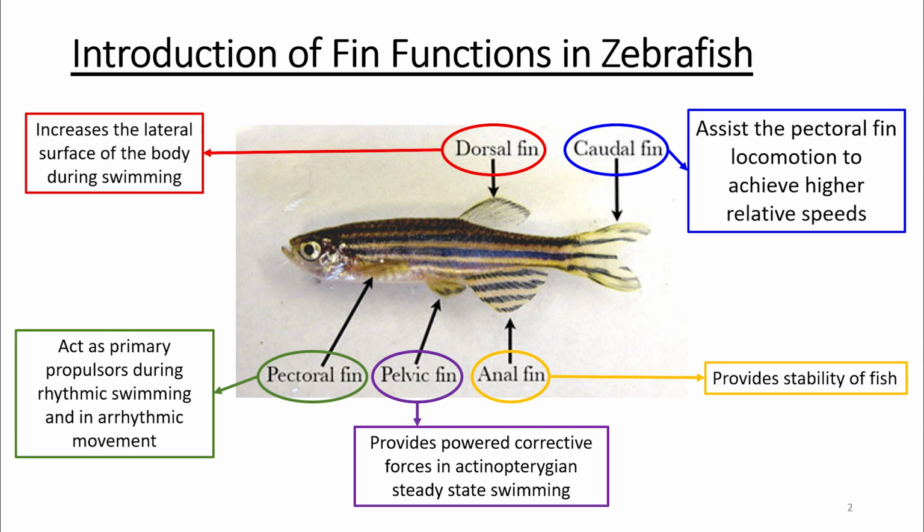Next, as median fins, dorsal fins increase the lateral surface of the fish's body during swimming. Meanwhile, intermittent caudal and anal fins assist the pectoral fin locomotion to achieve higher relative speeds and provide stability of fish, respectively. In addition, the caudal fin is often observed to sustain damage because of predation, disease, or social rank. Therefore, damage to fish's fins might affect their locomotor performance and compromise their survivability.